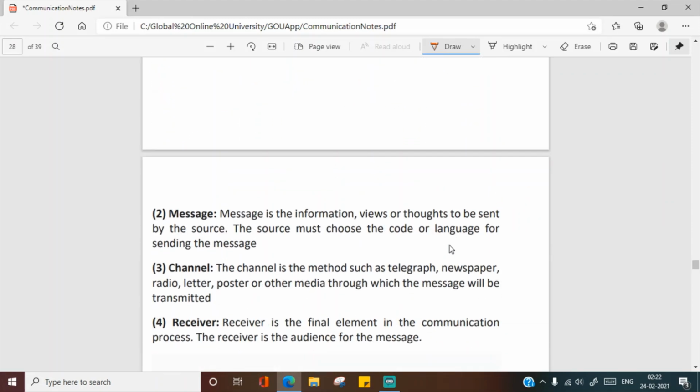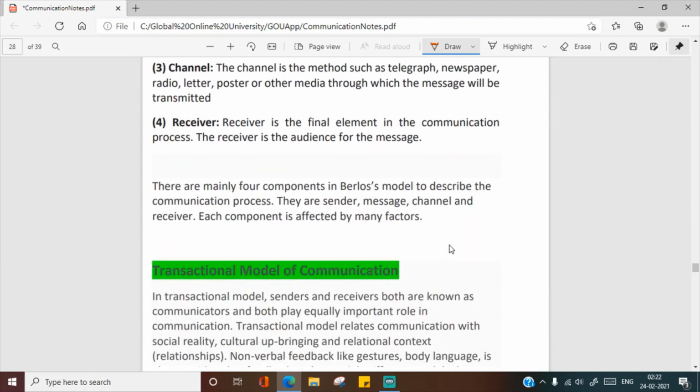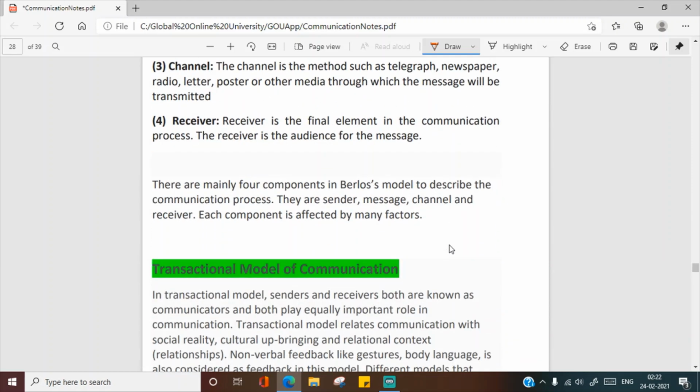Next is the message, which is actually the information which has to be sent. Channel is the method through which the message is being sent, and receiver is the person who takes the message.